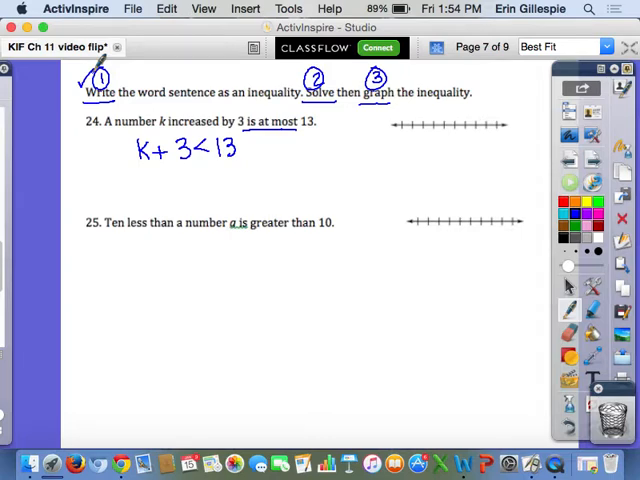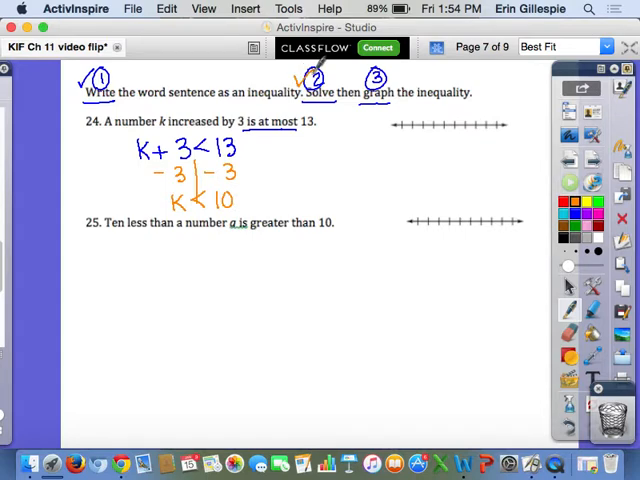Remember, we did solving inequalities already in this KIF. It's the same as solving equations. Do the opposite operation to both sides. So subtract 3 from both sides. That leaves you with k is less than 10. That is what you want to graph.